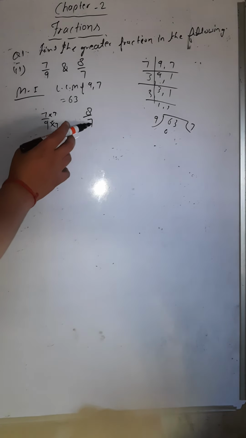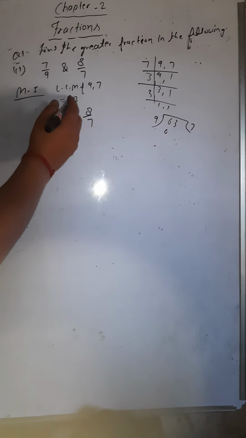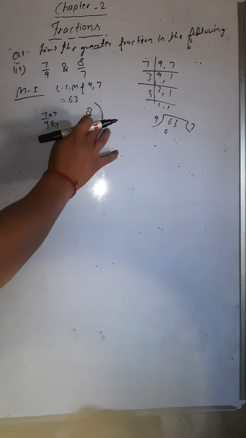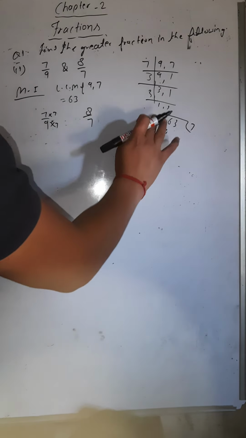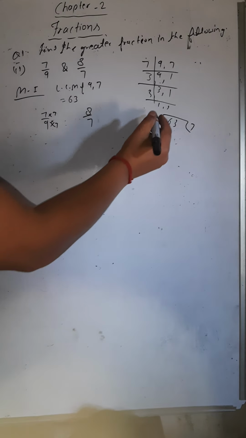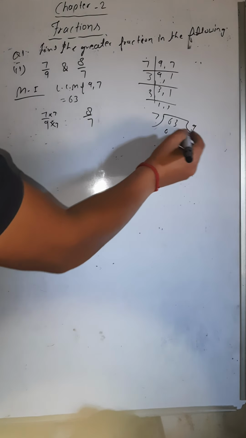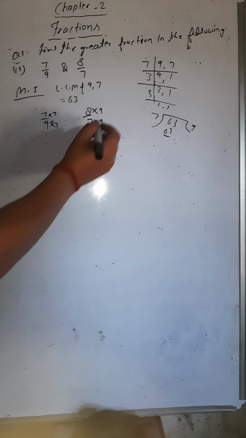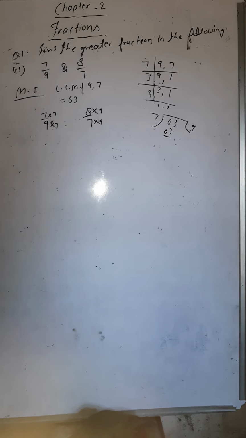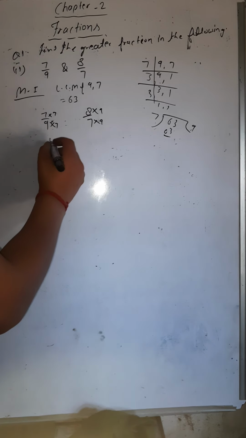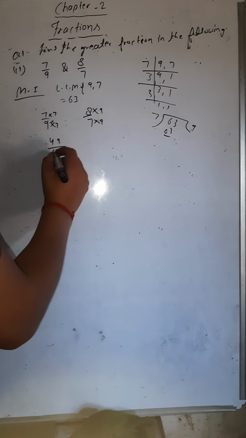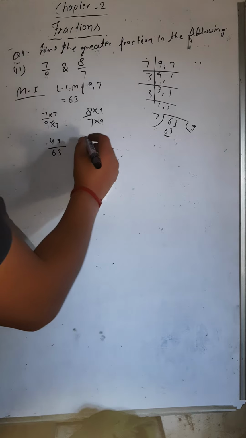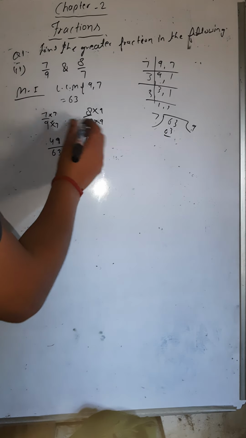Now I will try to make this 7 also 63. So how? Again you will divide this 63 by 7. How many times? 7 9s are 63, so 9 times going. It means here you will multiply the upside as well as the downside by 9. Now multiply: 7 7s are 49 by 63. Here 8 9s are 72 by 9 7s are 63.